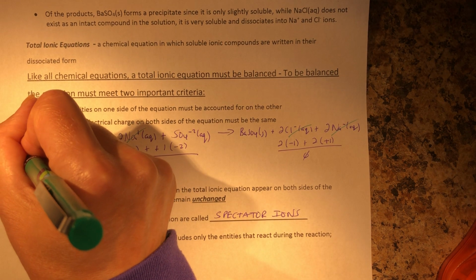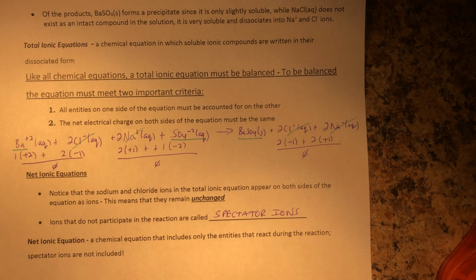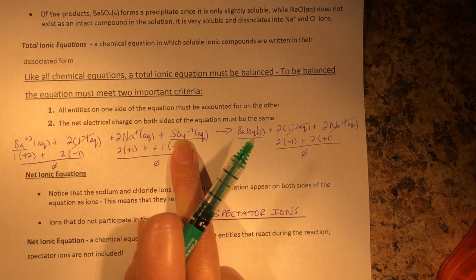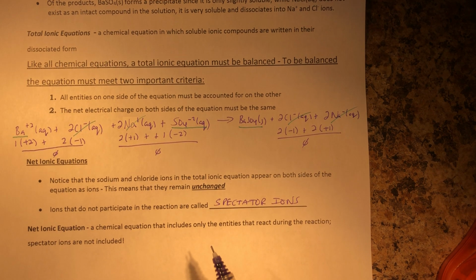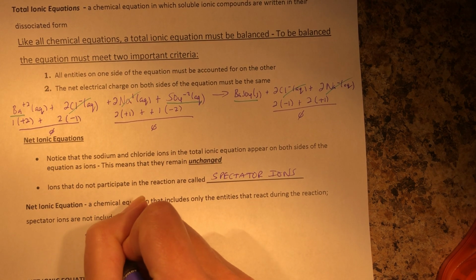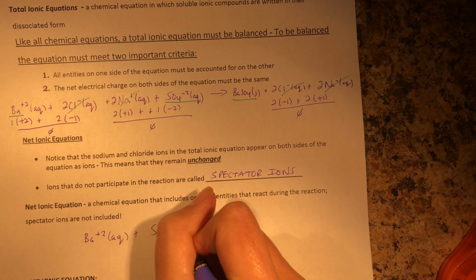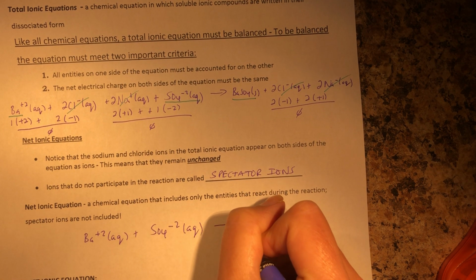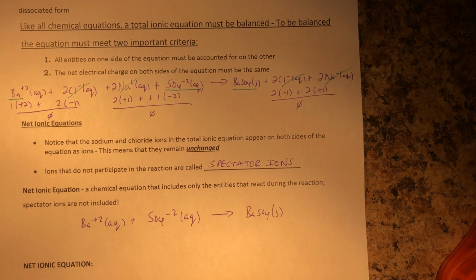And so I tend to underline what's left over just to make sure that it's correct. So I look at barium sulfate. Yes, barium forms barium sulfate. There we go. That's my net ionic equation. And I'll write that down. Okay, so there's a net ionic equation.